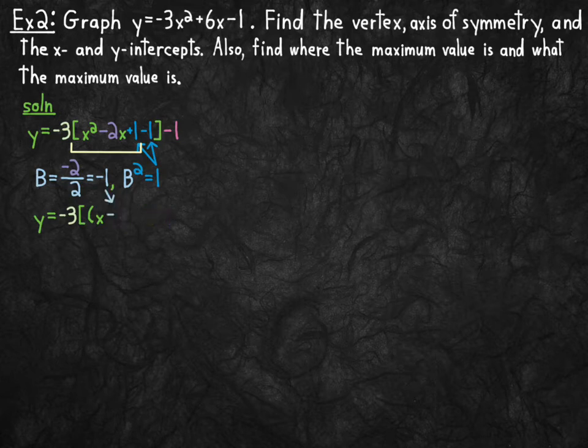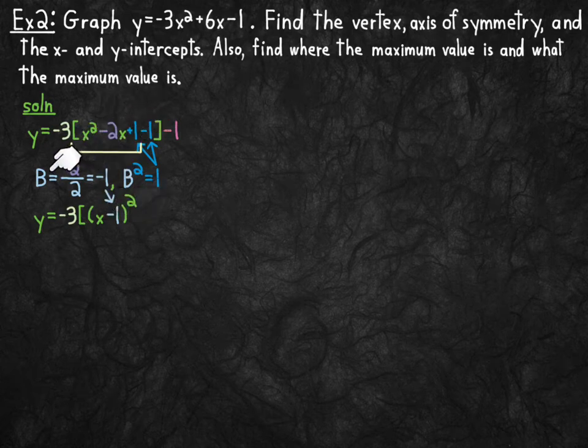Let's back this up to here. Okay, that's a perfect square. So this is this thing I've underlined in yellow here. When I factor that, I get x minus 1 squared.